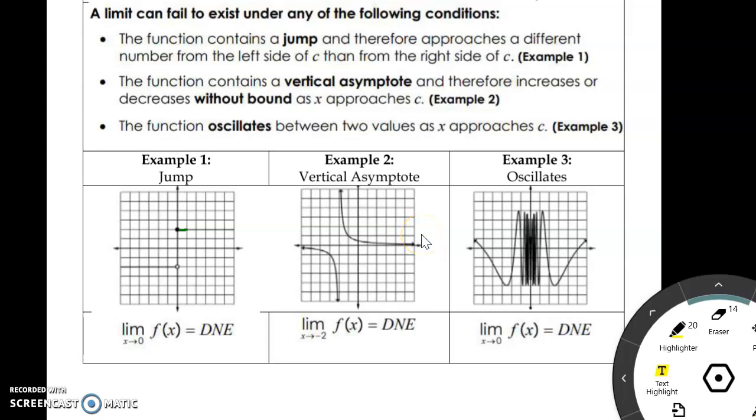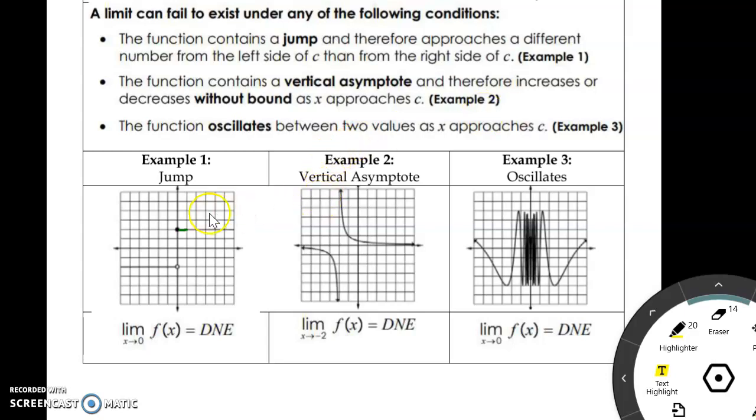So last video we discussed how we can find a limit graphically and how we can find limits at a certain value by using a table of values. There is also the situation though where a limit can fail to exist. There are three conditions when this occurs. So the first example is a jump.